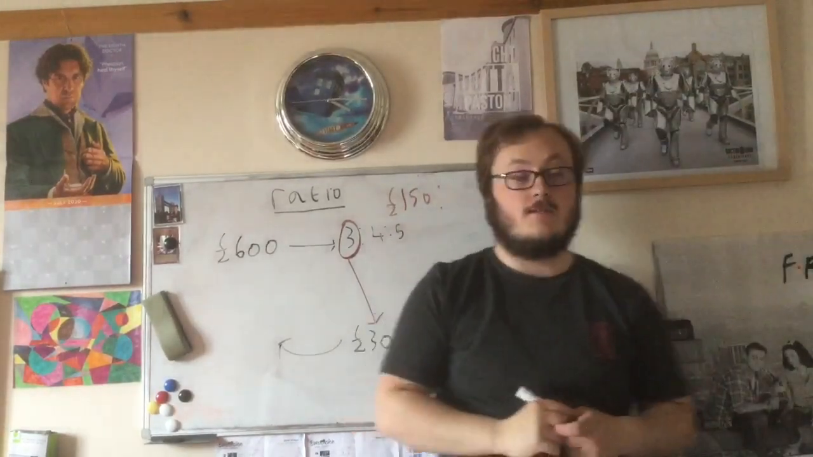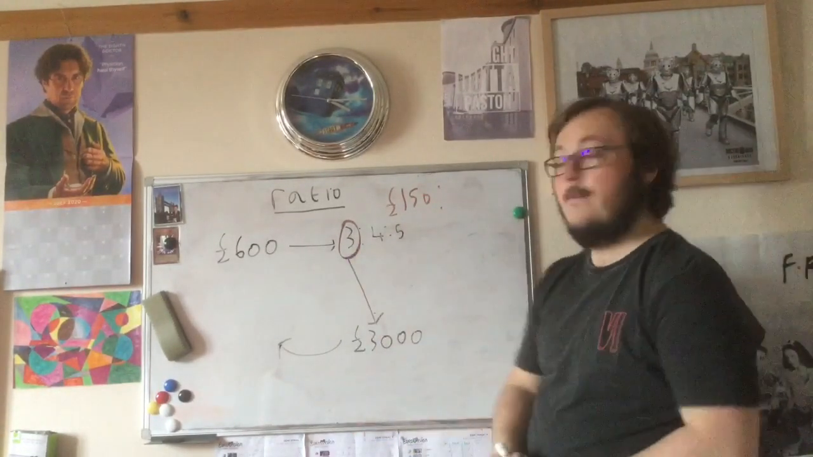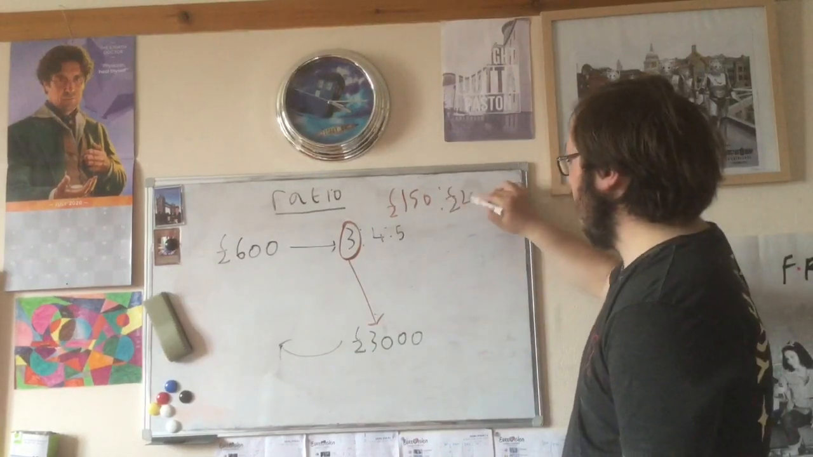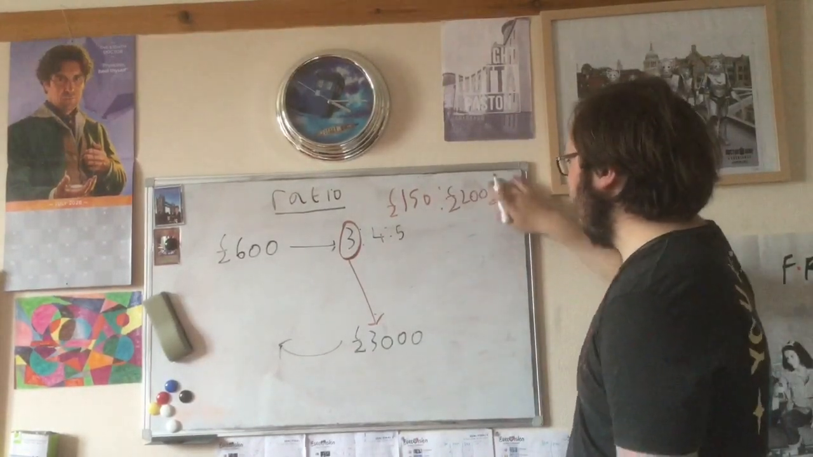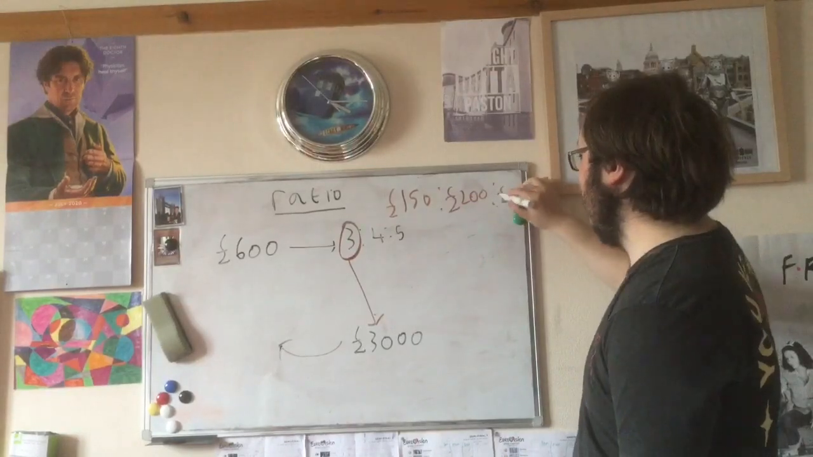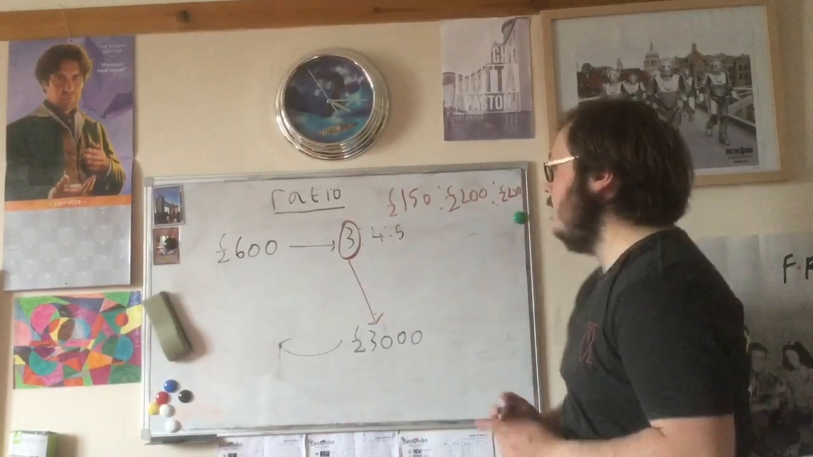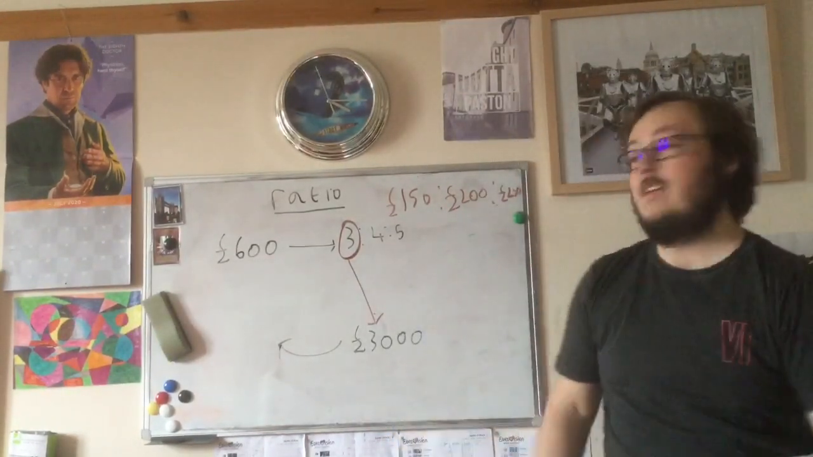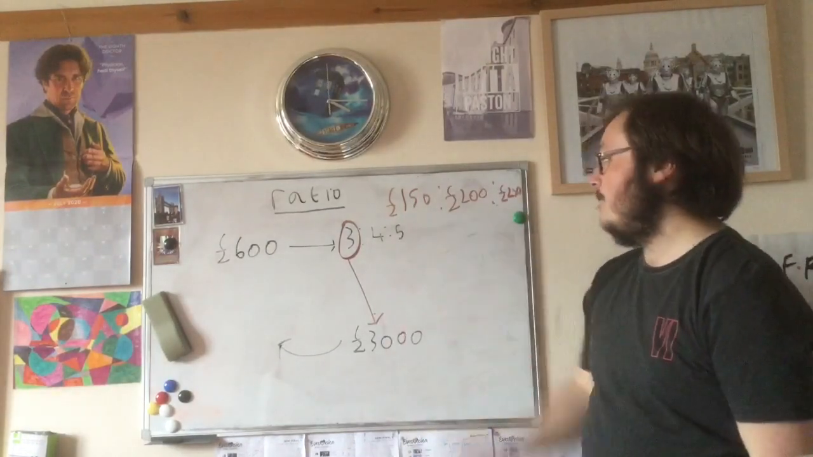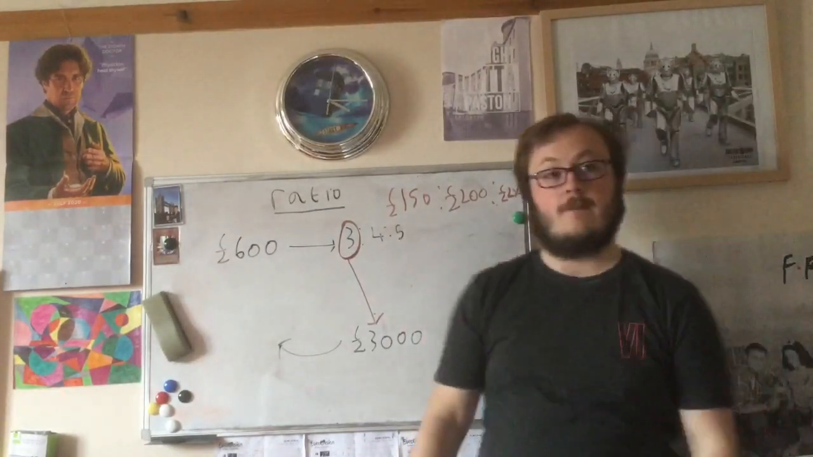So the next part, which is the 4, we multiply that by 50 to get £200. And then the final part, which is a 5, will get us £250. That's the first part done. So when it's shared, it's 150, 200, 250.